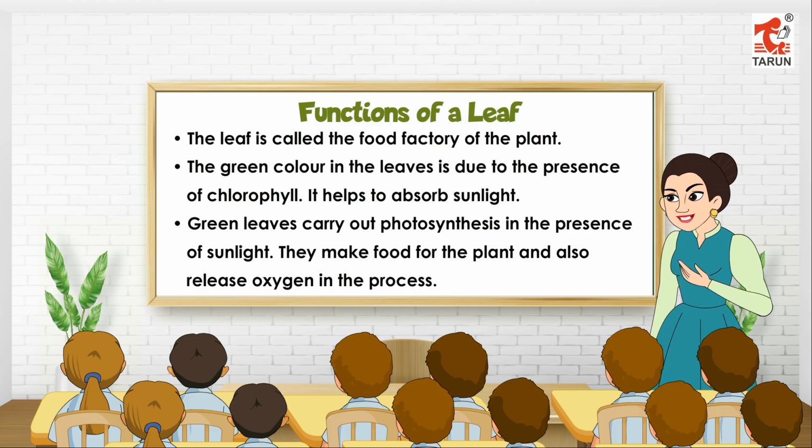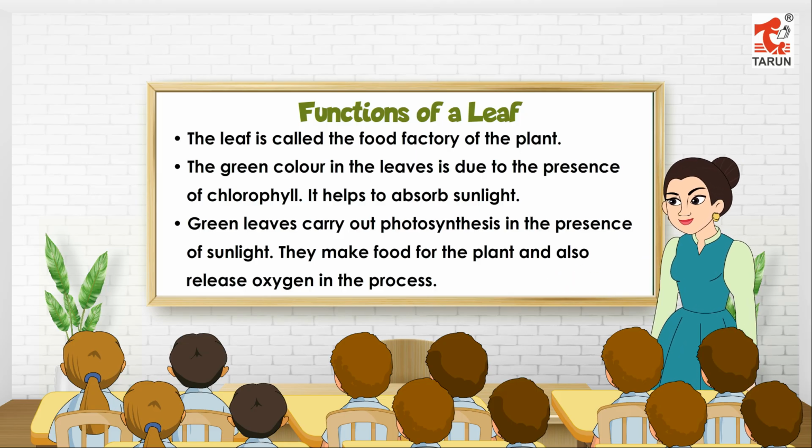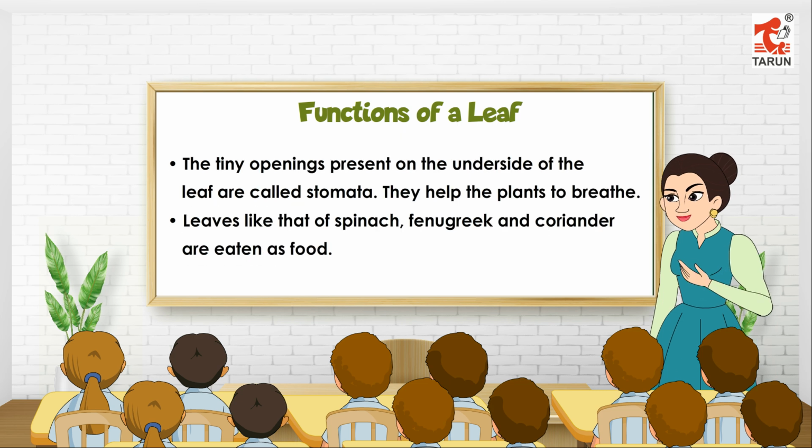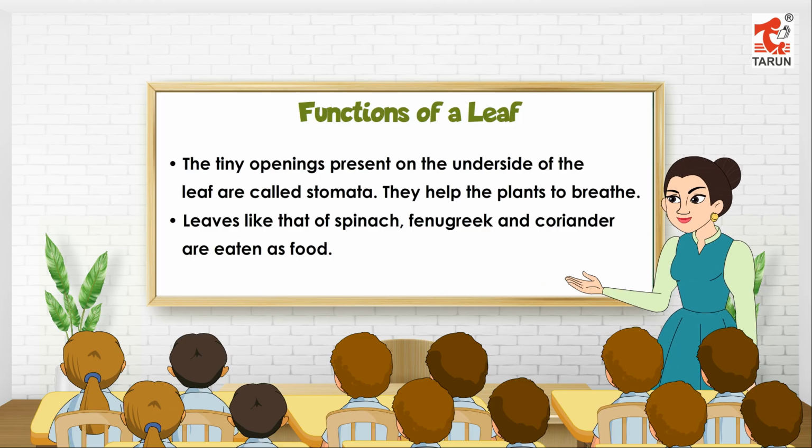The green color in the leaves is due to the presence of chlorophyll. It helps to absorb sunlight. Green leaves carry out photosynthesis in the presence of sunlight. They make food for the plant and also release oxygen in the process. The tiny openings present on the underside of the leaf are called stomata. They help the plants to breathe. Leaves like those of spinach, fenugreek and coriander are eaten as food.